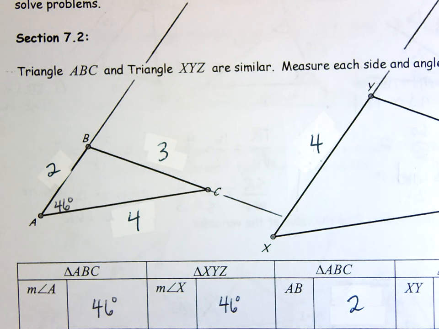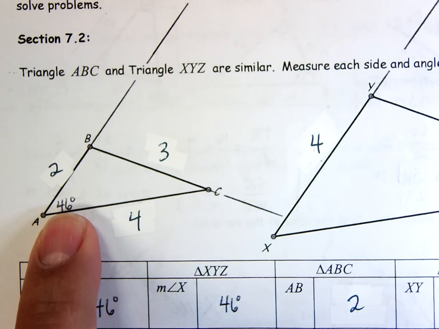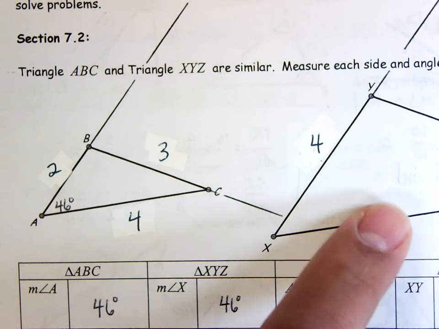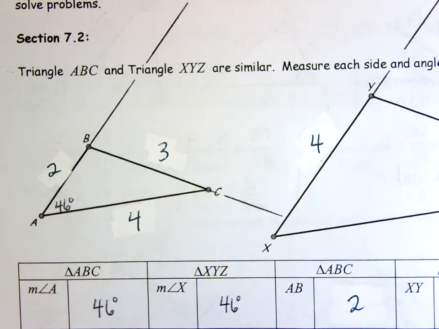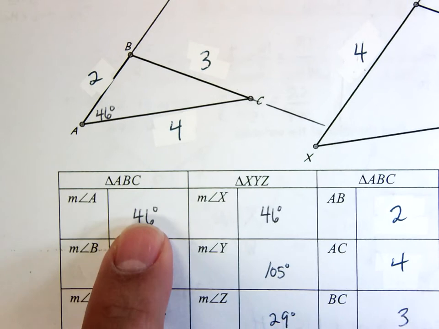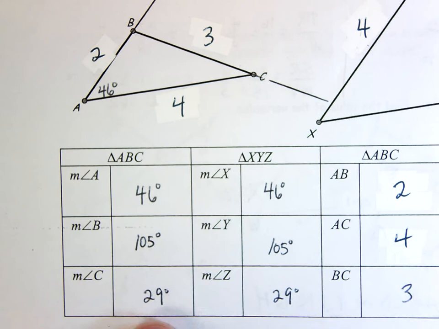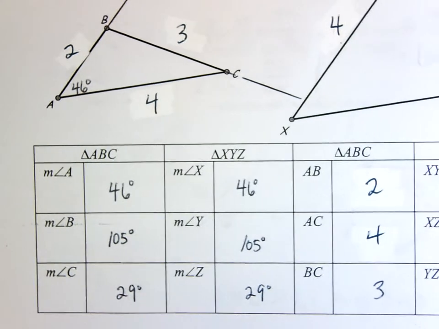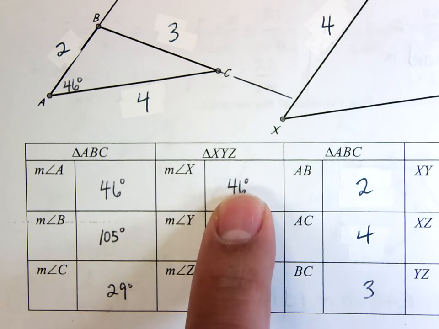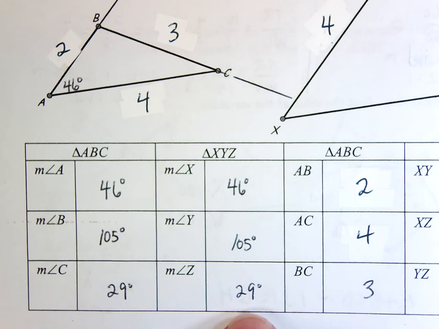And they give us a picture here, two triangles, and they tell us that they're similar. I did actually measure the angles, so these are accurate angle measures. I just made up these side lengths for simplicity's sake. If I measure all the angles of triangle ABC, angle A is 46 degrees, angle B is 105 degrees, and angle C is 29 degrees. Then I measure the corresponding angles of the bigger triangle, and angle X is 46 degrees, angle Y is 105 degrees, and angle Z is 29 degrees.